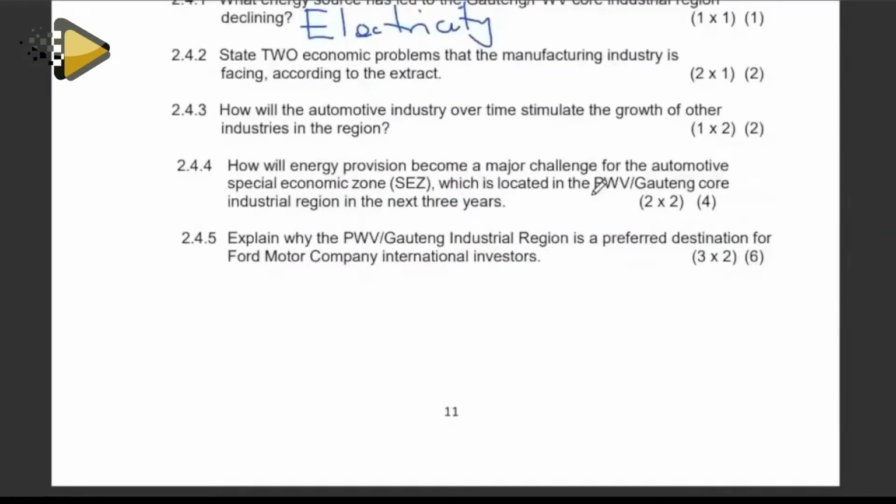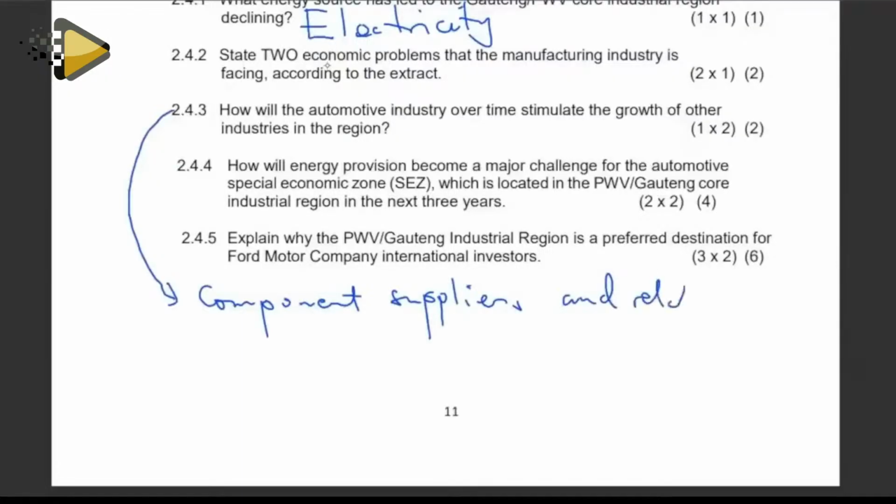How will the automotive industry over time stimulate the growth of other industries? We are saying the automotive industry is a stimulator of the growth of other industries. How is that possible? We are saying here that because of automotive industries, we also have component suppliers and related service providers created. If you have an automotive industry, automatically it will also require some component suppliers.